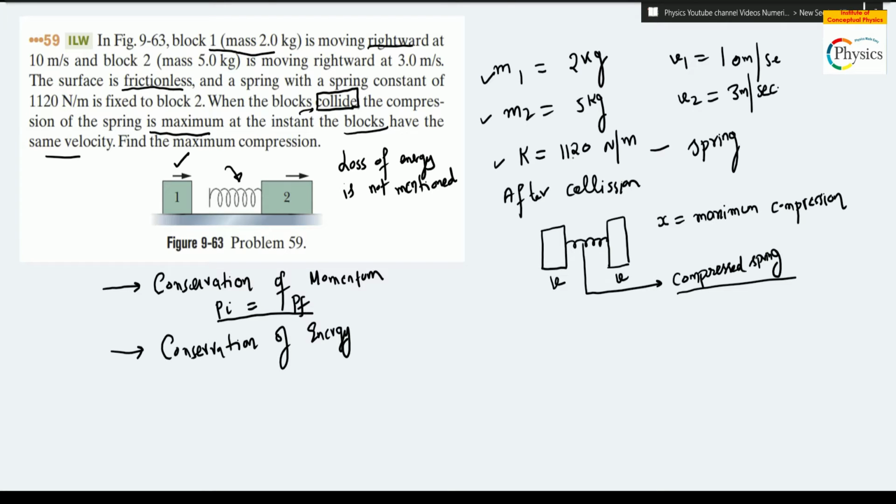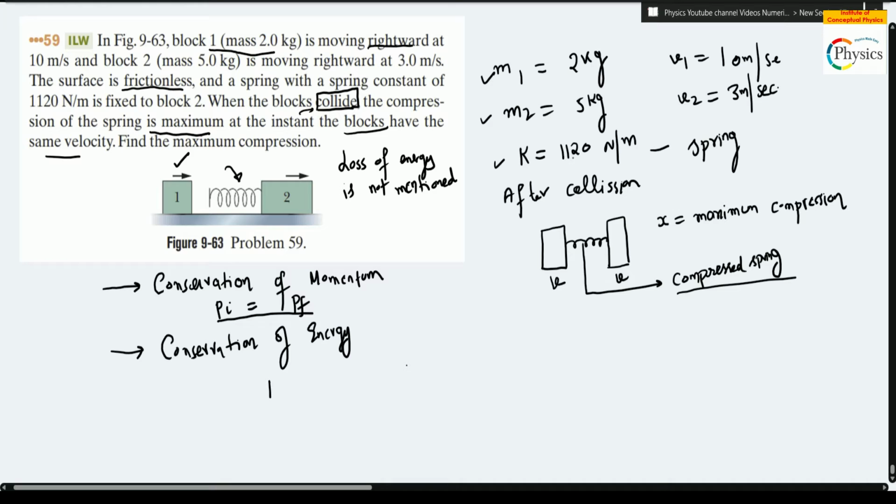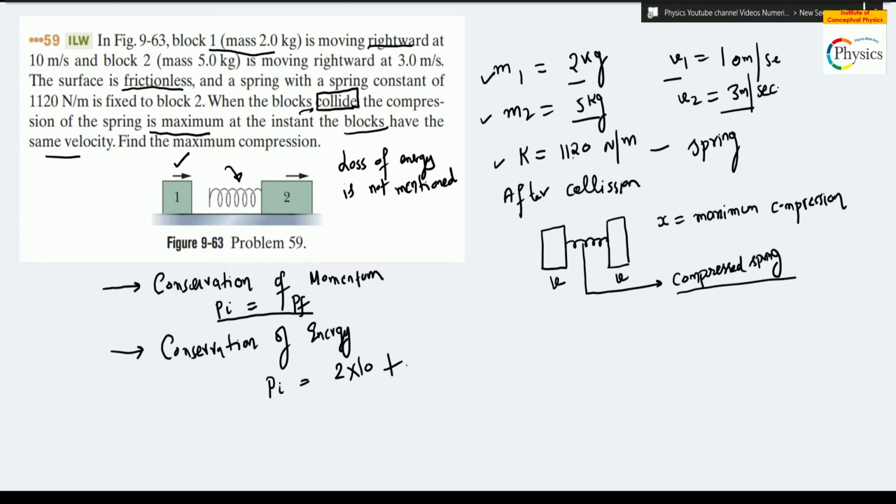So we will write the initial momentum, Pi, is equal to m1 v1 plus the momentum of the second one. And if you can see, both are moving rightward, so the signs are same. So 2 into 10 plus 5 into 3 is equal to 20 plus 15 is equal to 35 kilogram meter per second. And then, of course, the final momentum, right, is contained by these two. The spring does not have a mass, right? So we will not include that.